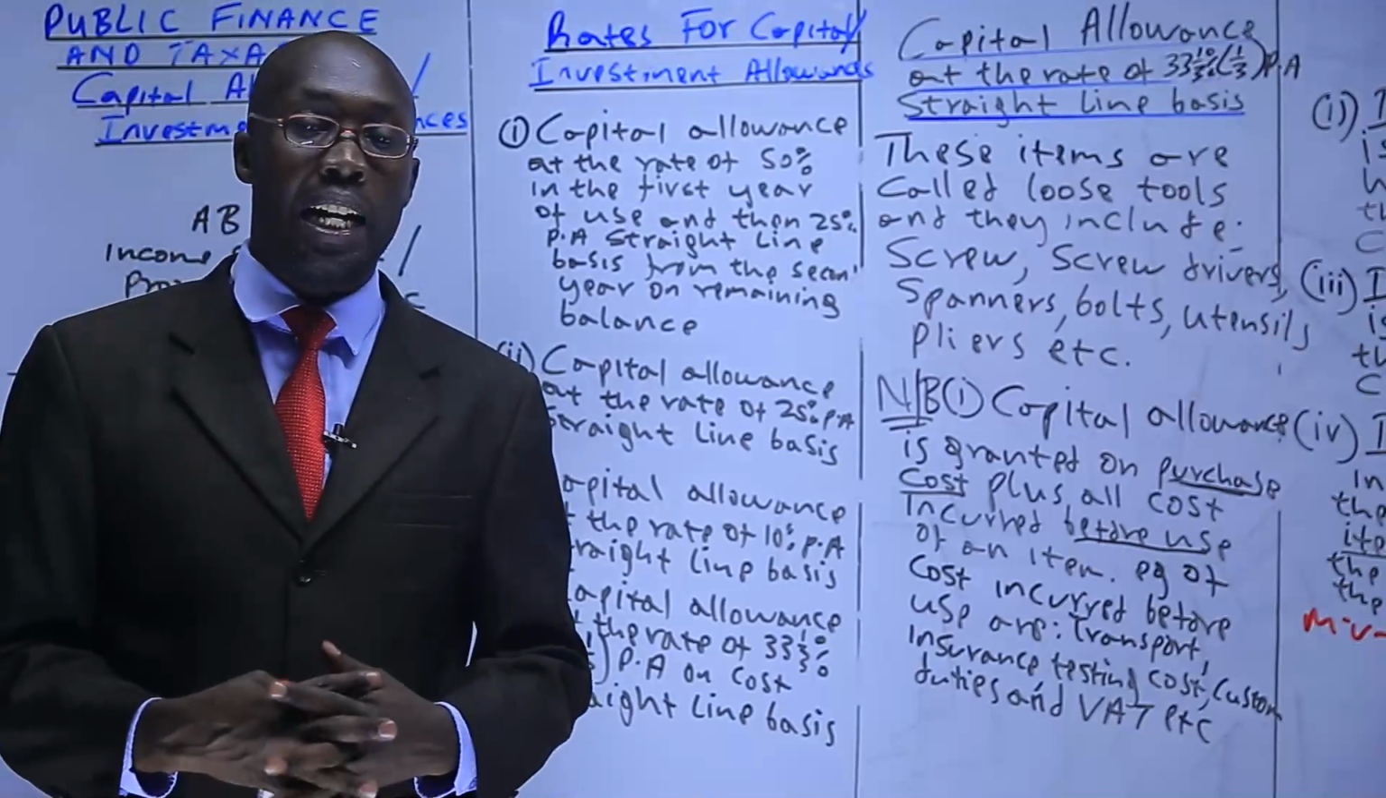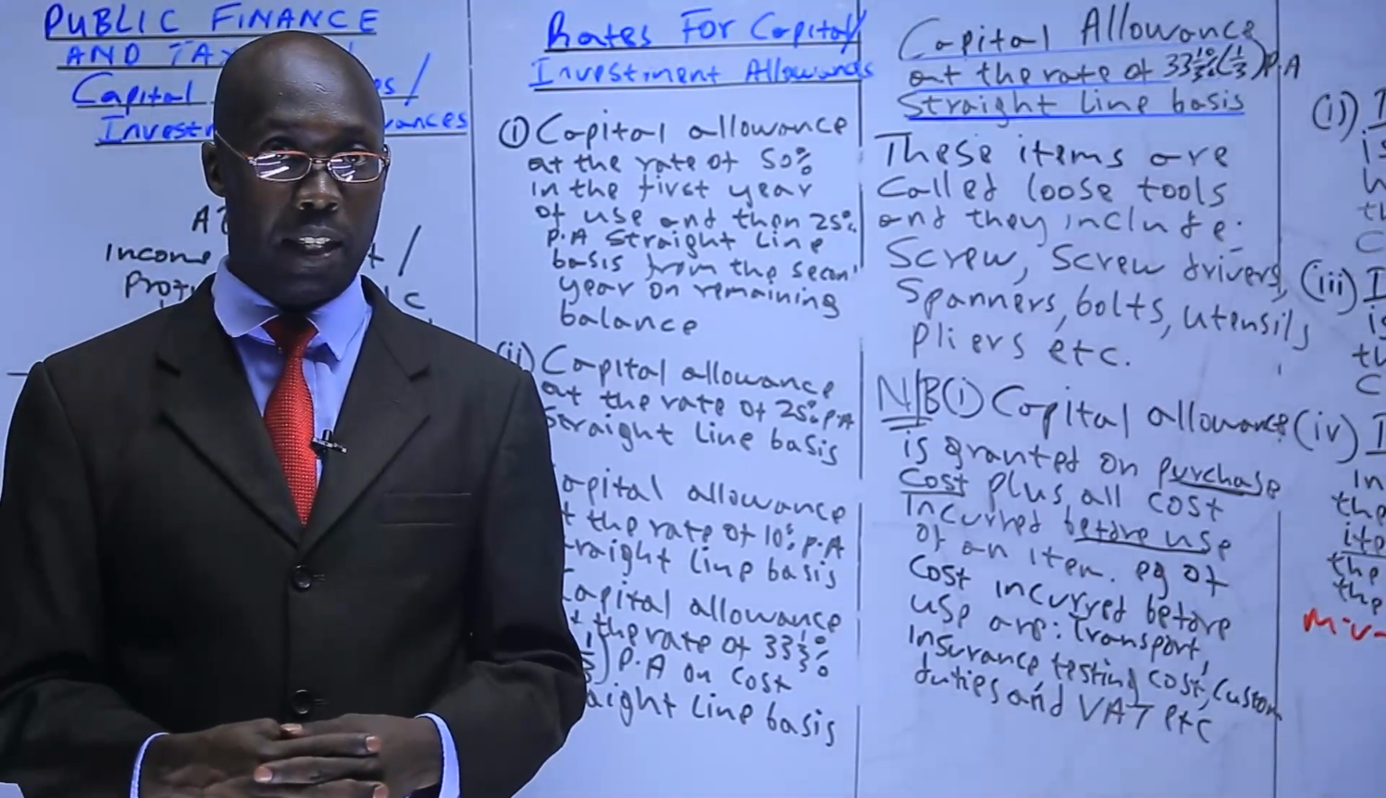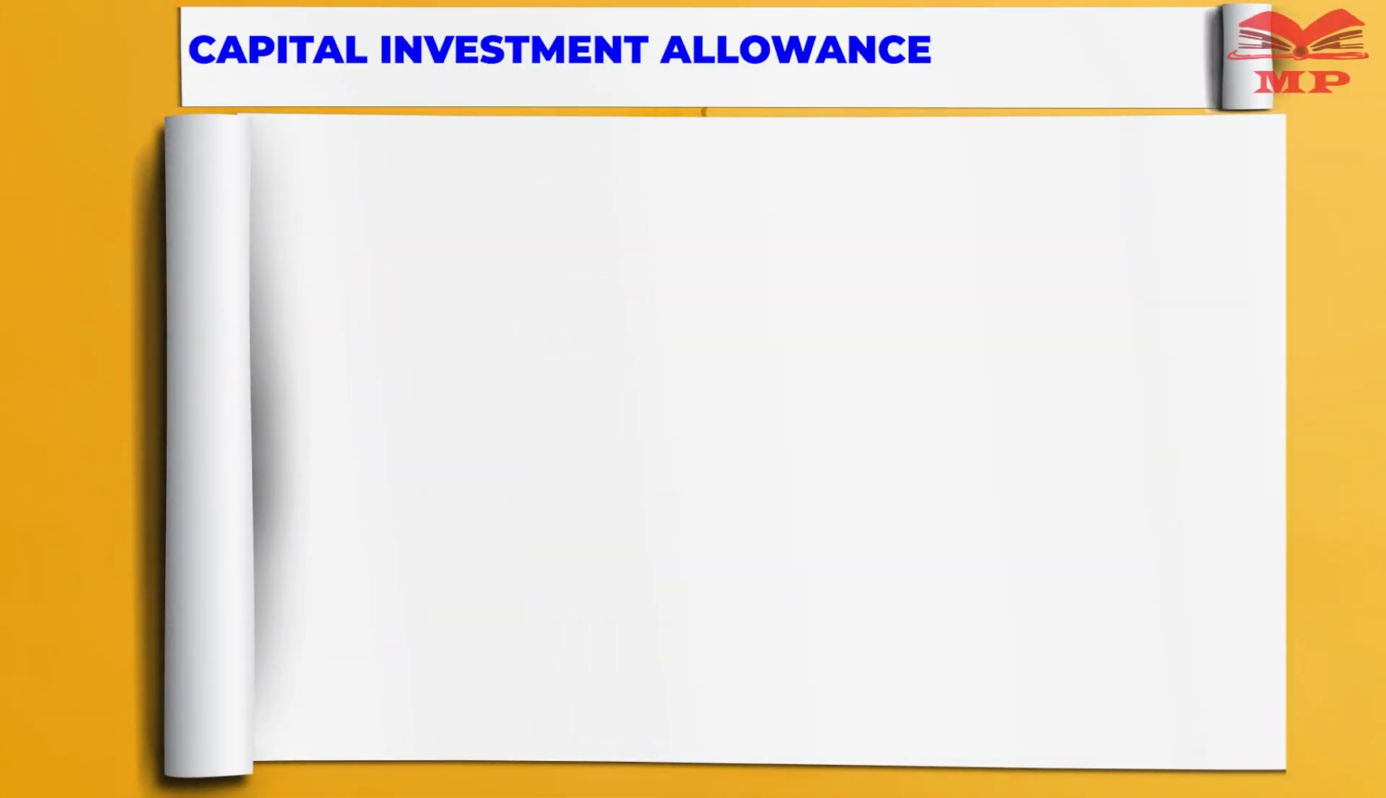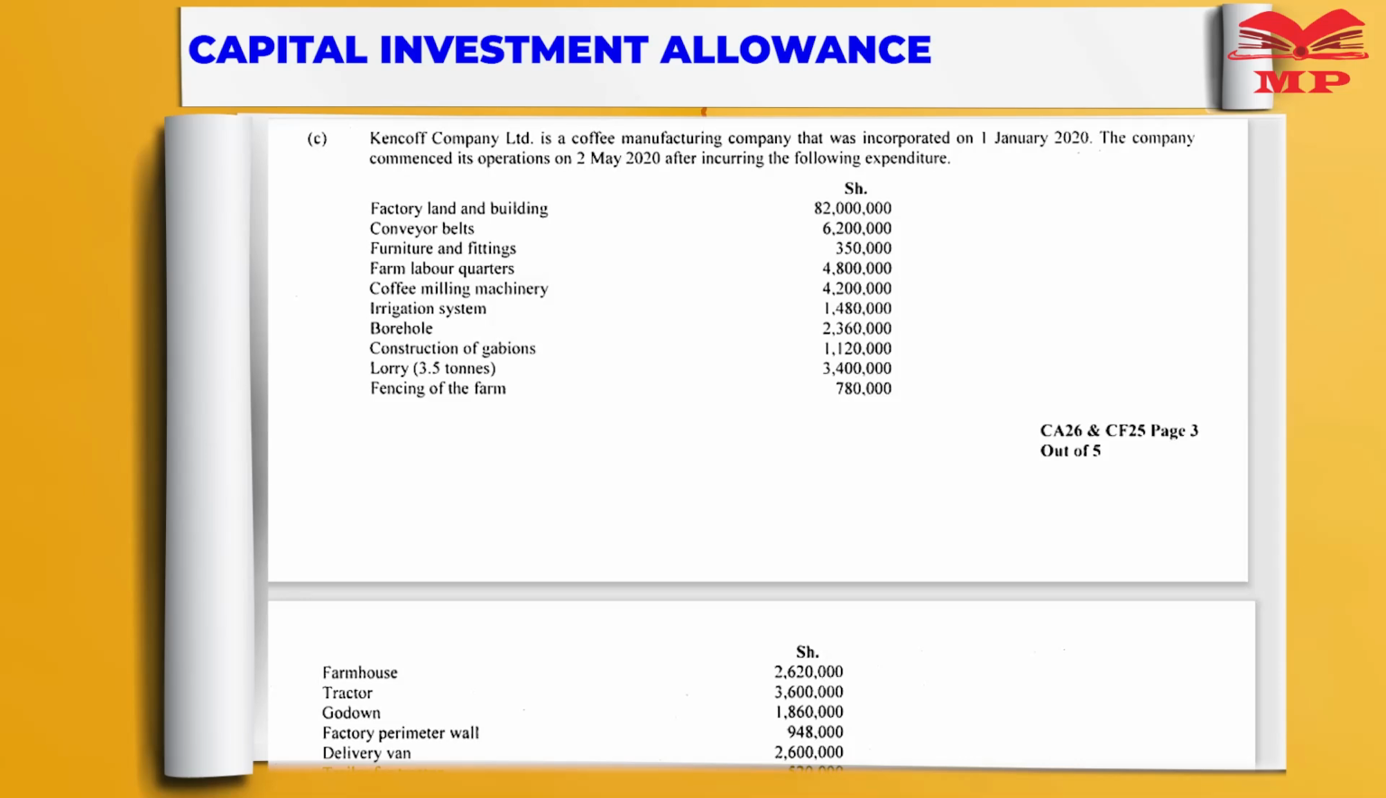I'd like us to look at a question from the class in the past paper. So this is what the question says. Kenkoff Company Limited is a coffee manufacturing company that was incorporated on 1st January 2020.